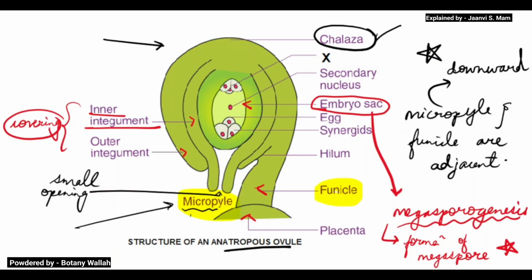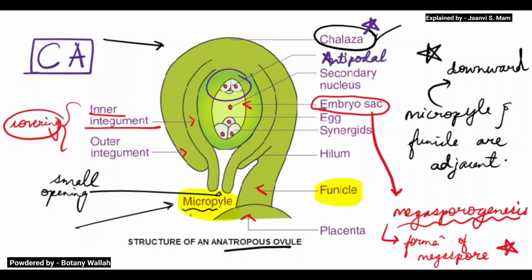Now if you can see here, chalazal end. At the chalazal end you have cells which are known as antipodal cells. If you see here, there are three cells present at the chalazal end. These three cells are known as antipodals. So I have written here CA. CA means at the chalazal end there is the presence of antipodals.